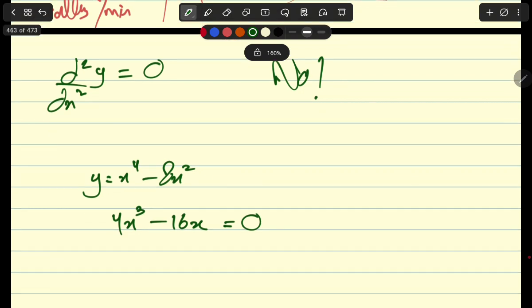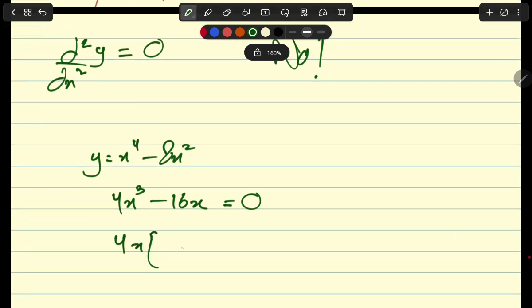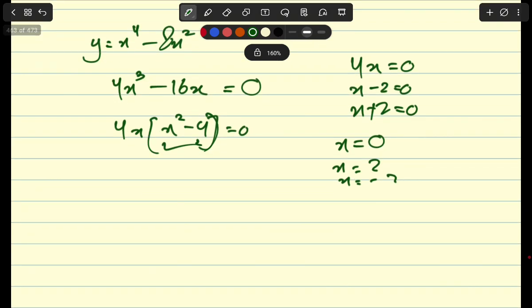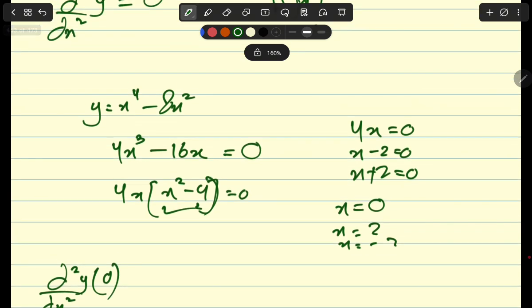So what's going to be the turning point? I can take 4x common, and I will have x squared minus 4. So this is going to become 4x equal to 0, x minus 2 equal to 0, and x plus 2 equal to 0, because this is nothing but difference of squares, right? So now we have x equal to 0, x equal to 2, and x equal to negative 2, right? Now let's find out the double derivative as well. So d squared y upon dx squared at x equal to 0 is going to be nothing but 0, right?